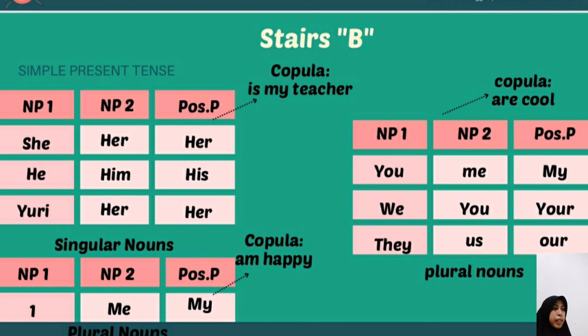For example, simple present tense. 1. Positive sentence, I am an international school student. 2. Negative sentence, she is not an international school student. 3. Interrogative sentence, is she an international school student?